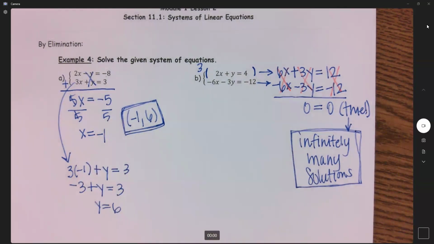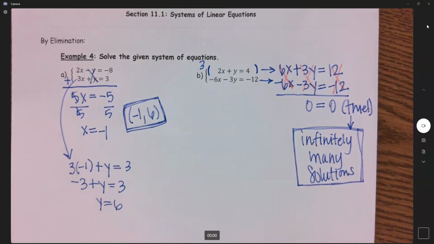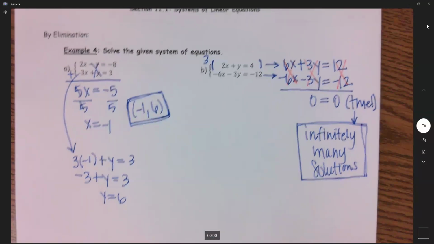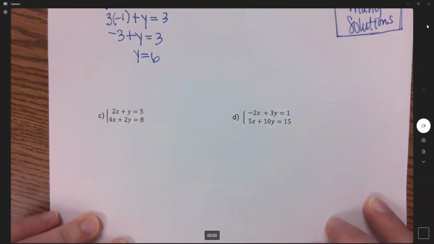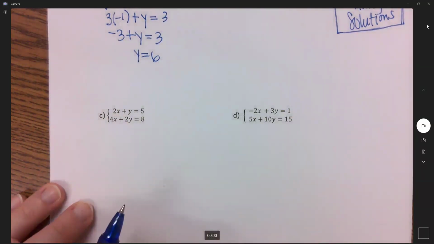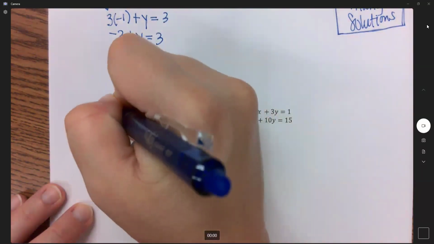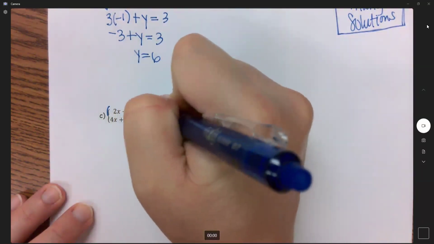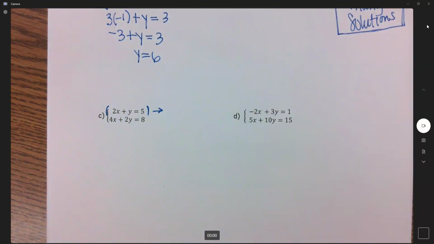This is one of our special cases. Go back to that first video to see what infinitely many solutions is. Let's try C. Now on C, if I again wanted to get my x's to cancel, what would we multiply this top equation by?